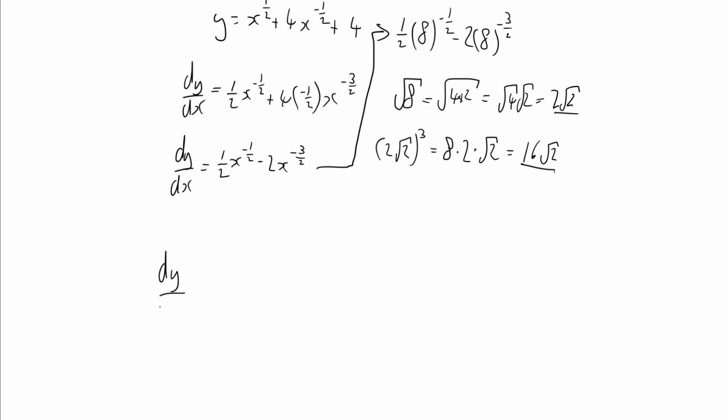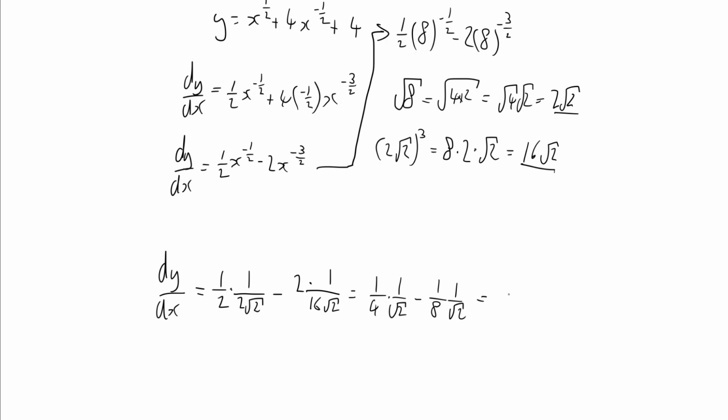So dy by dx is equal to a half. Now remember, these are negative powers on the exponents, so it's times by 1 over 2 square root 2, minus 2 times by 1 over 16 square root 2, which is equal to 1 over 4 times by 1 over square root of 2, minus 2 over 16, which is an eighth, times 1 over square root of 2. These are common factors here. So a quarter times by this, minus an eighth times by this.